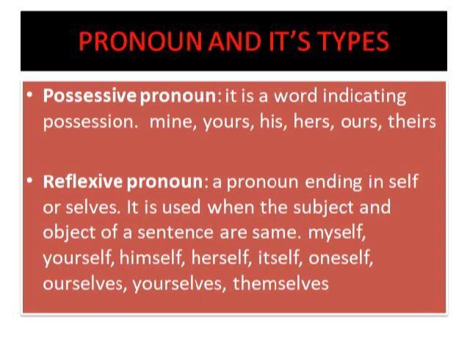Then we have types of pronoun: possessive pronoun and reflexive pronoun. It is a word indicating possession. A possessive pronoun indicates possession. For example, this book is mine. So this mine shows the possession, my possession on the book.